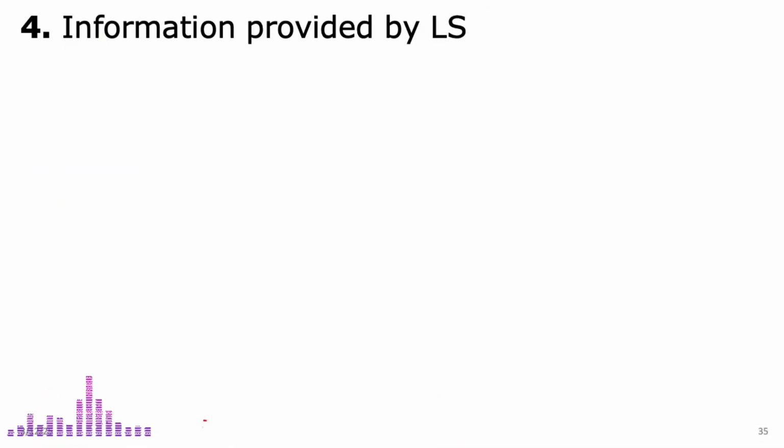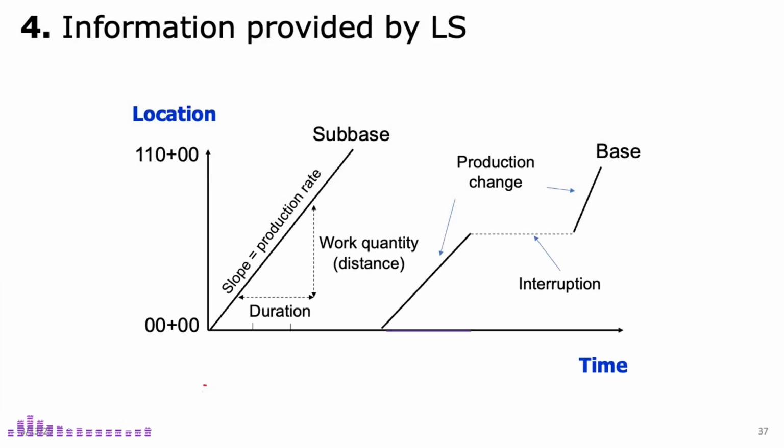Alright, is there more information you can gather from a linear schedule beyond just time and location? Absolutely. A linear schedule provides valuable insights for managing linear projects effectively. One key piece of information is production rate. The slope of a linear activity line represents how fast work is being completed, essentially the rate of production.